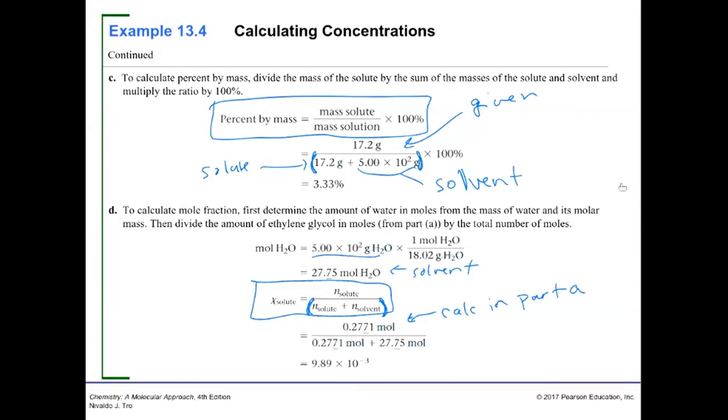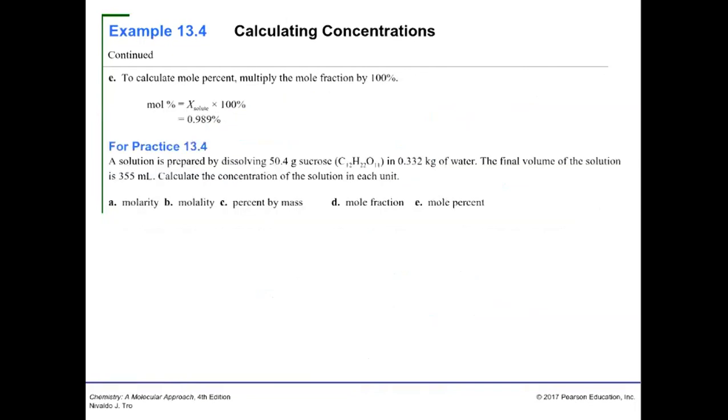If we did mole percent, we would just multiply that by 100, which they show here. So they took the mole fraction that we just calculated and multiplied it by 100 because percent means per 100, and that's how you have mole percent. So we can get into some calculations for this example.